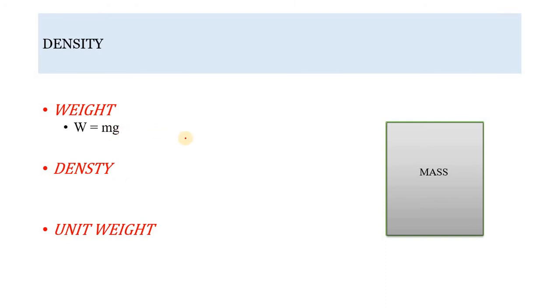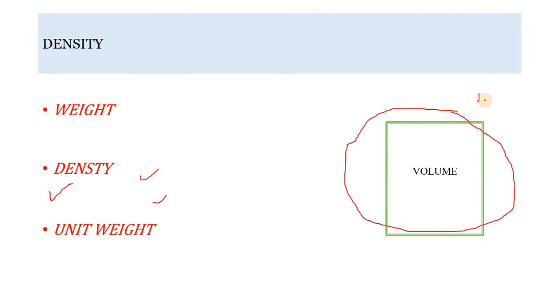And density is defined as mass upon volume. Whenever we consider some volume, suppose this is a 1 m cube, how many kg of mass it contains. So the SI unit of density is kg per meter cube, kg per centimeter cube, kg per mm cube, whatever it is.